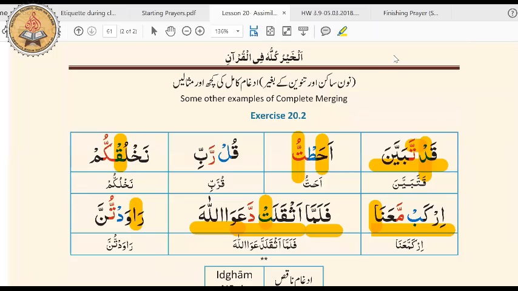Jazakallah for your help. Okay. Let's choose my next student. And the next student will be, let's see. Let's have A1170. Assalamu alaikum. Walaikum salam. How are you? Good, alhamdulillah. Jazakallah for asking. How are you finding the lesson?